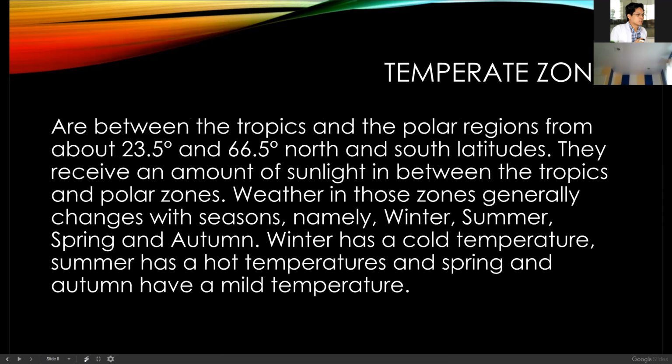Okay, temperate zones are between the tropics and the polar regions, from about 23.5 degrees to 66.5 degrees north and south latitudes. They actually receive an amount of sunlight between the tropics and the polar zone. Okay? Weather in those zones generally changes in seasons, namely winter, summer, spring, and autumn. Winter has a cold temperature. Summer has hot temperatures, and spring and autumn have mild temperatures.